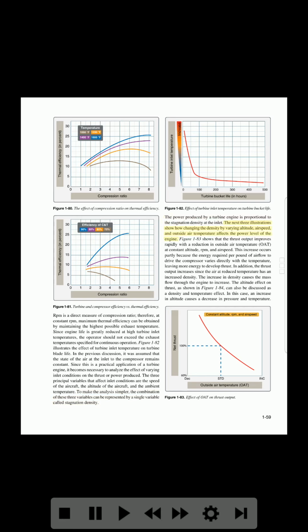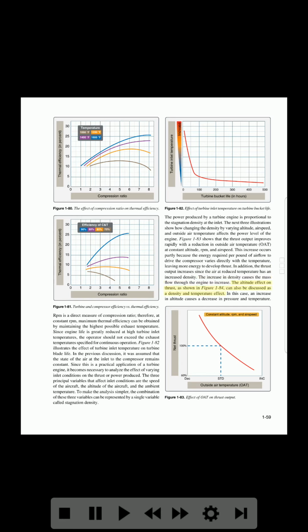The next three illustrations show how changing the density by varying altitude, airspeed, and outside air temperature affects the power level of the engine. Figure 1-83 shows that the thrust output improves rapidly with a reduction in outside air temperature, OAT, at constant altitude, RPM, and airspeed. This increase occurs partly because the energy required per pound of airflow to drive the compressor varies directly with the temperature, leaving more energy to develop thrust. In addition, the thrust output increases since the air at reduced temperature has an increased density. The increase in density causes the mass flow through the engine to increase.